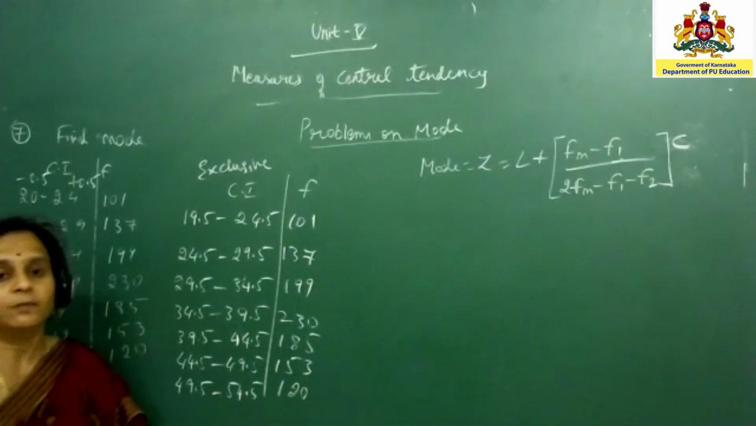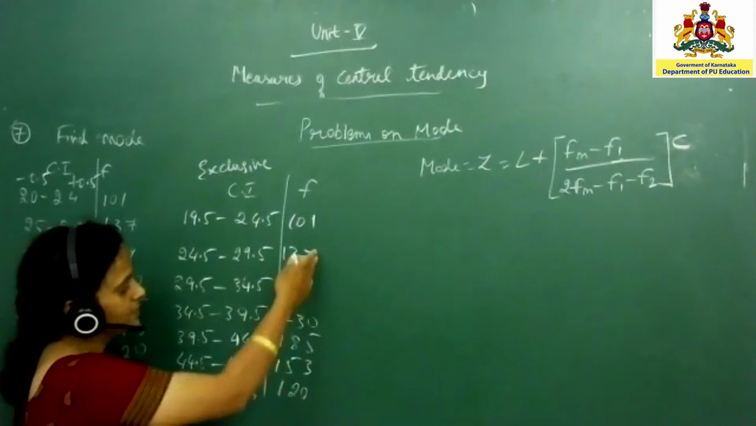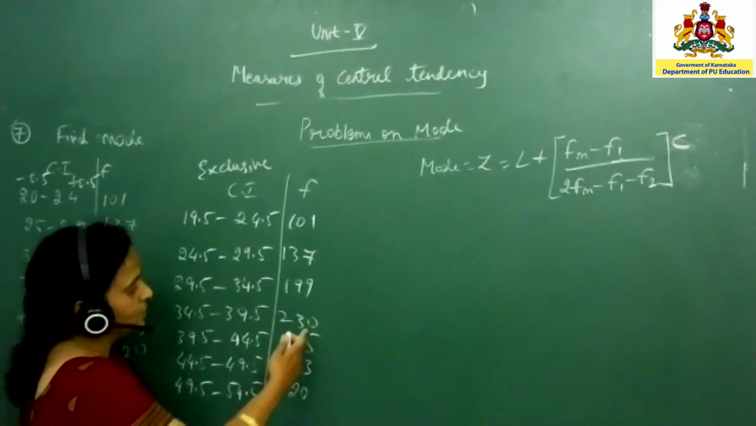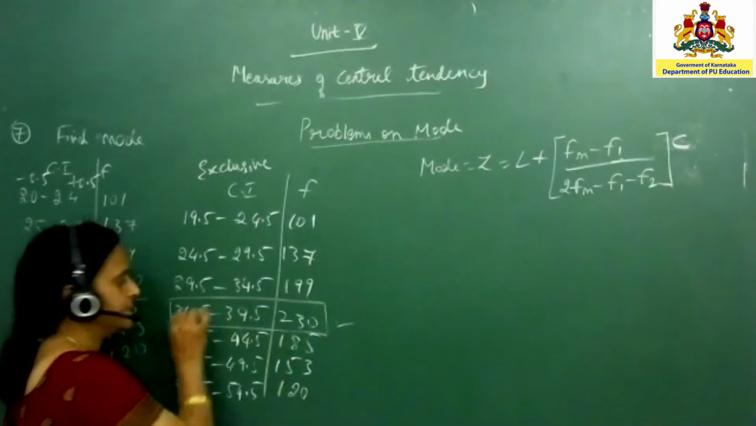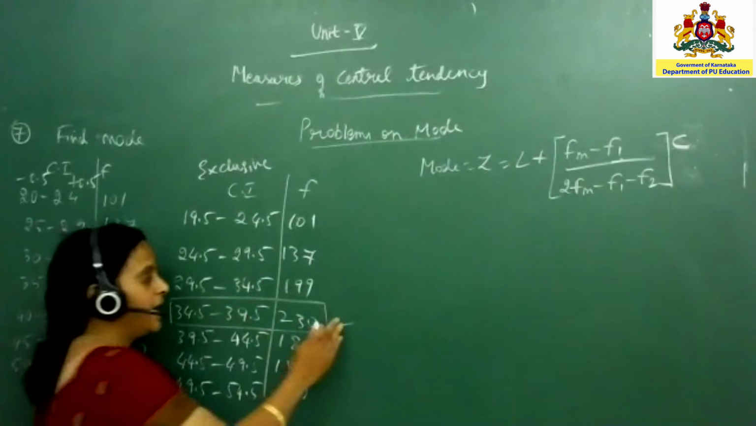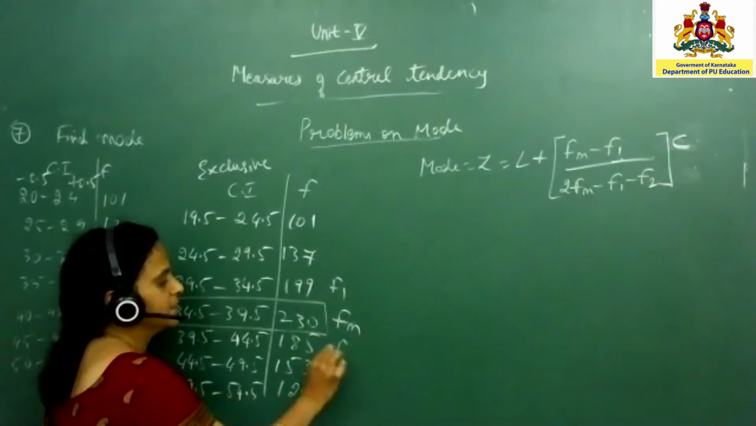Now it is similar to the previous problem. Again, we have to search for the highest frequency. Which is the highest one here? It is 230. Corresponding to that, I'll mark this as the modal class, and I'll name it here. This is FM, this is F1, and this is F2.